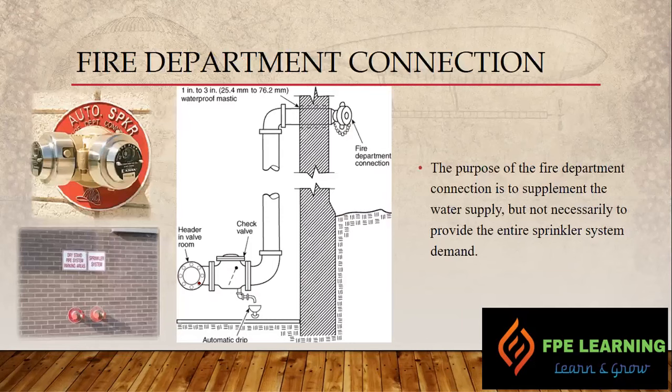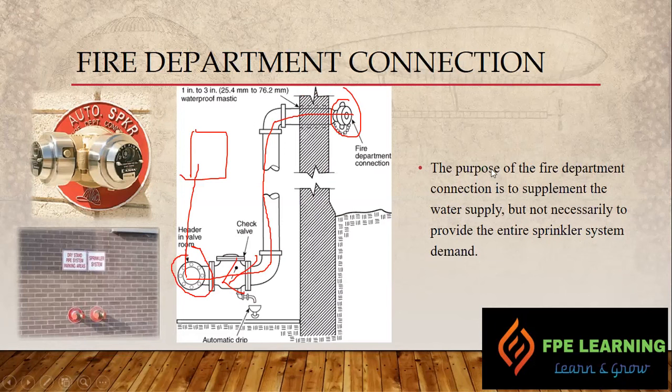And then we have the fire department connection, right? It is used to supplement the water supply to the system. Here we have our fire department connection. It is connected to the header or valve room. We have a check valve going in the forward direction all the way to here, and this is going to a riser room for the dry pipe system. Now the purpose of the fire department connection is to supplement the water supply, but not necessarily to provide the entire sprinkler system demand, right?